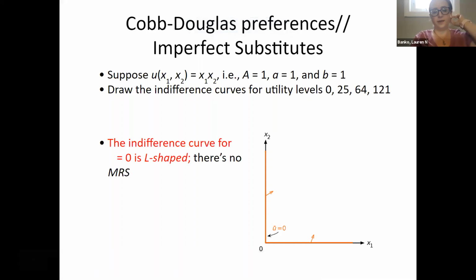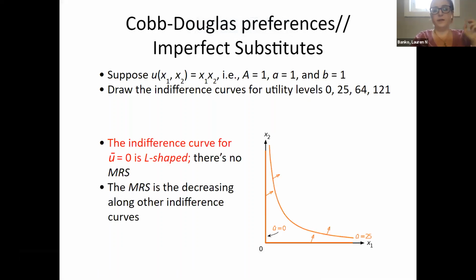So the example that they gave in the book, I don't really love it. This is just x1 times x2. It's very simple for a Cobb-Douglas function, that a and b terms, both of those are just equal to 1, and that's okay. It's still Cobb-Douglas, and the coefficient is just 1 as well. So it's just an easy example.